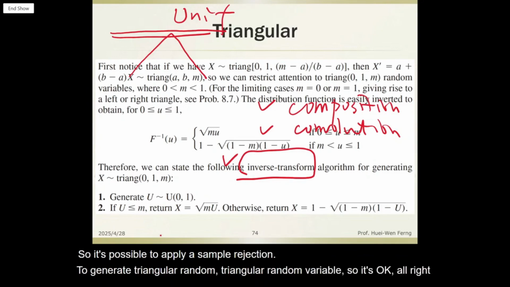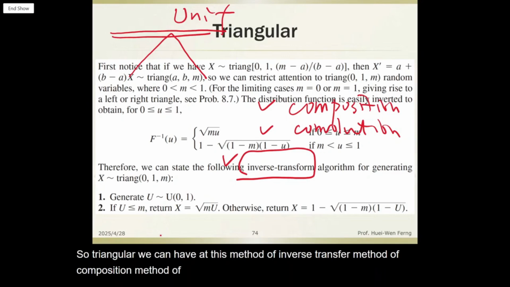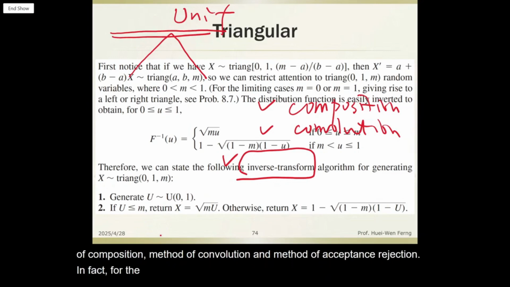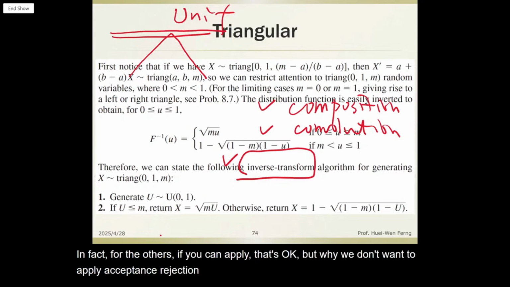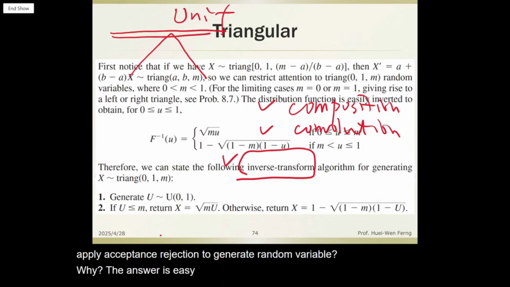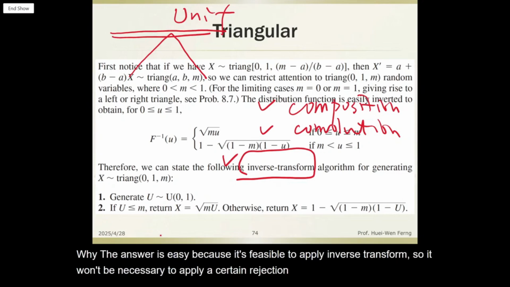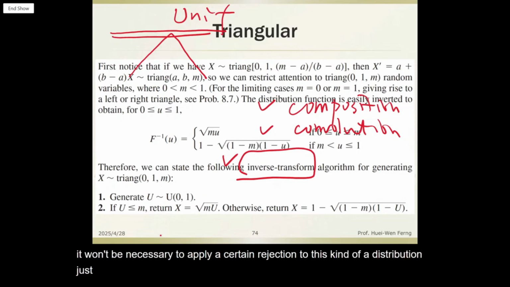So triangular, we can have at least method of inverse transform, method of composition, method of convolution, and method of substance rejection. In fact, for the others, if you can apply, that's okay. But why we don't want to apply a substance rejection to generate this random variable? Why? The answer is easy. Because it's feasible to apply inverse transform. So it won't be necessary to apply a substance rejection to this kind of distribution. Just for this reason. So we don't mention that.